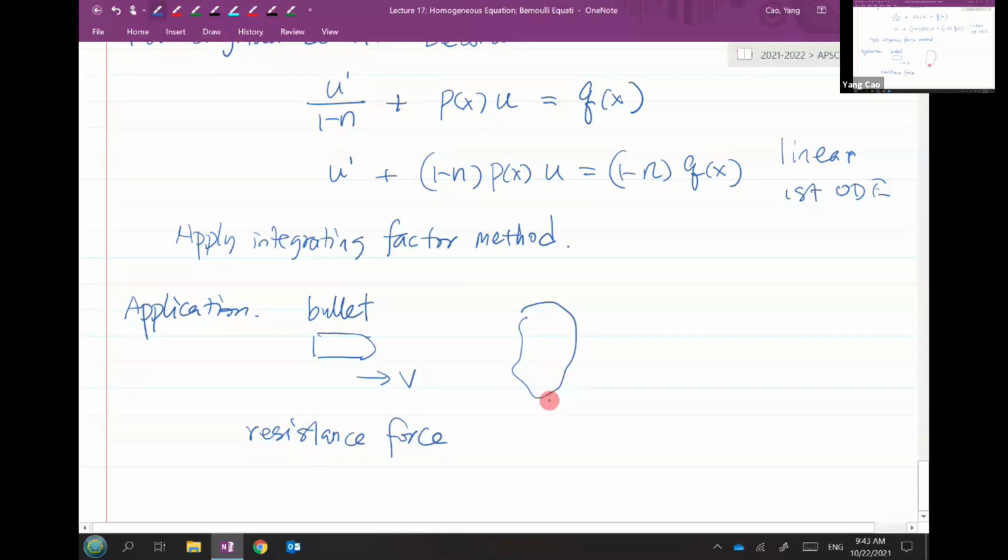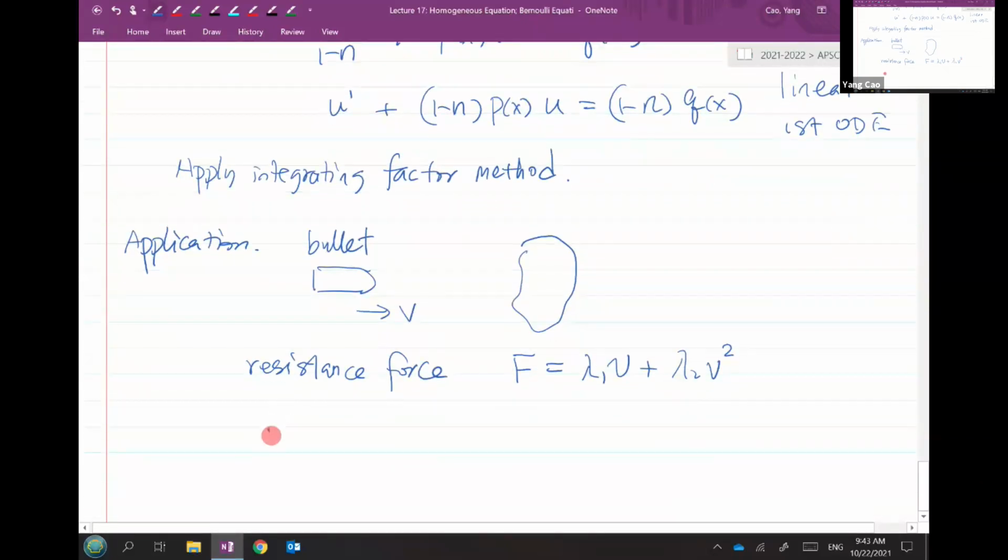So I'm not sure what this object is, but the resistance force to the bullet can be written as lambda1 times v plus lambda2 v squared. So basically, the faster the bullet velocity is, the more resistance force it will experience. The object could be meat, it could be something else, but somehow the resistance force has this relationship.